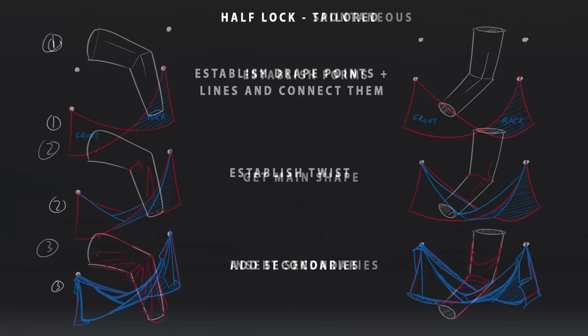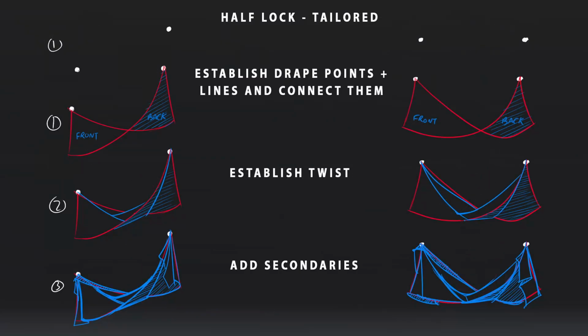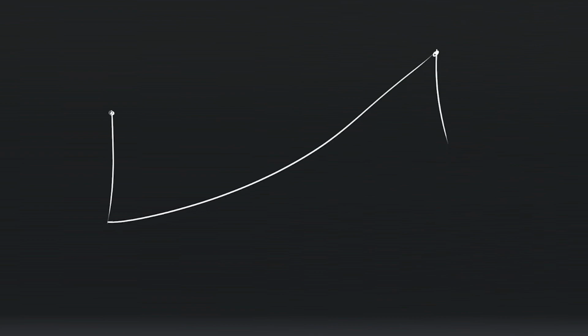The tailored half-lock can either look like the spontaneous version, which in the tailored version's case was done on purpose of course, or it consists of the aforementioned twisting and draping of the fabric to create a dynamic shape. Drawing the tailored version is slightly more complex, as you need to understand how twists work in drawing or sculpting. Now first, step 1, I'll get the drape points in.